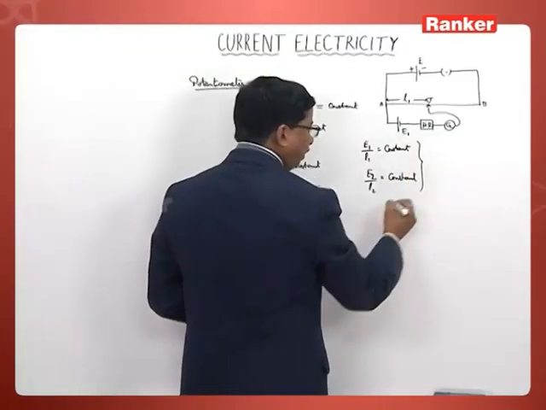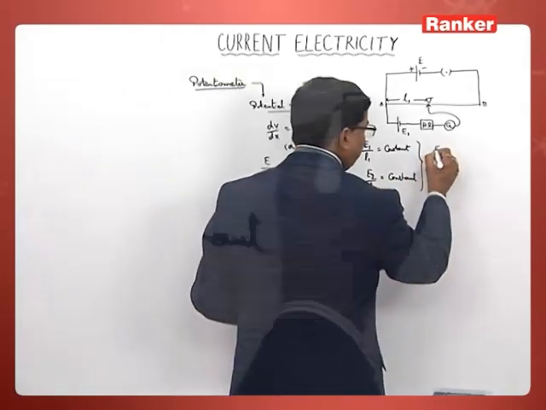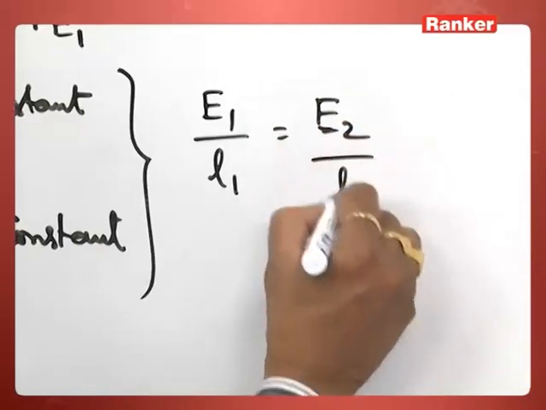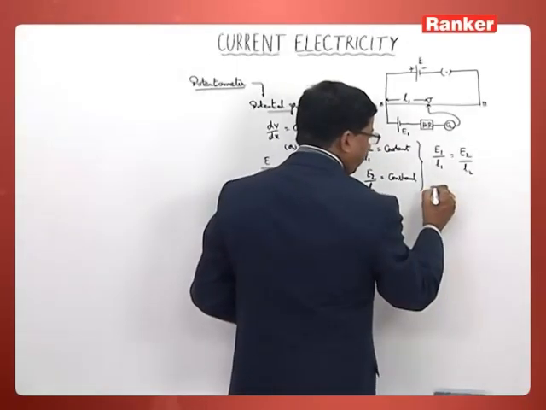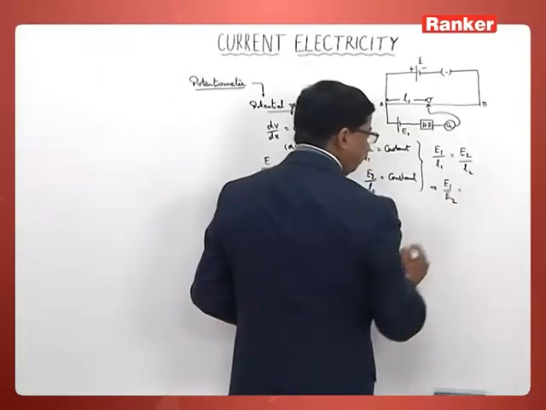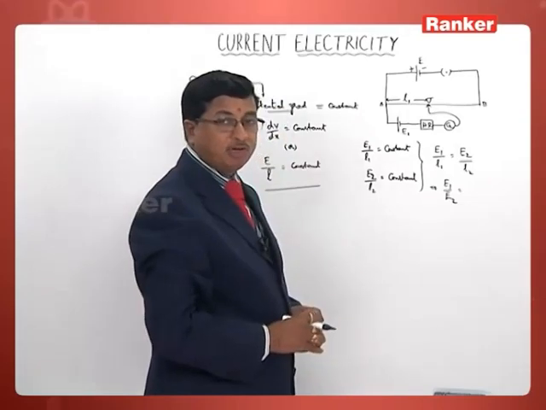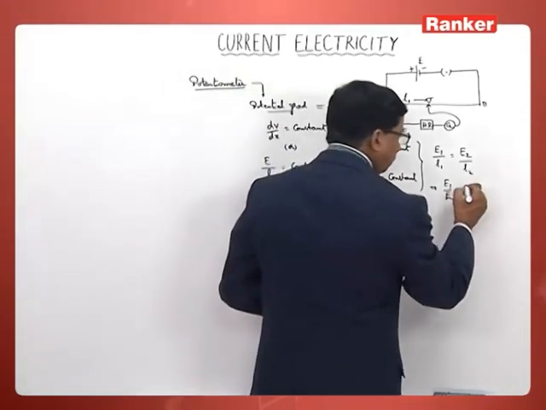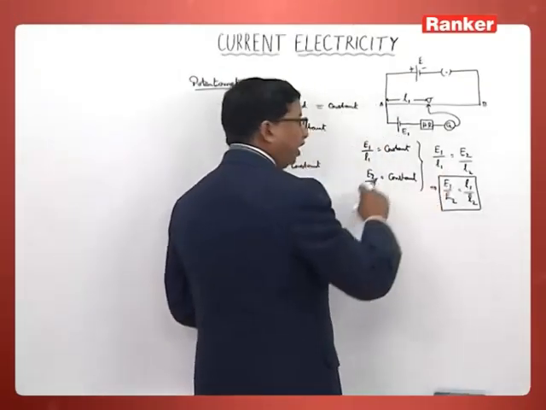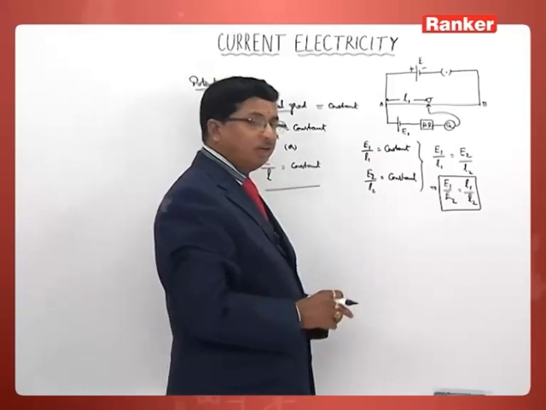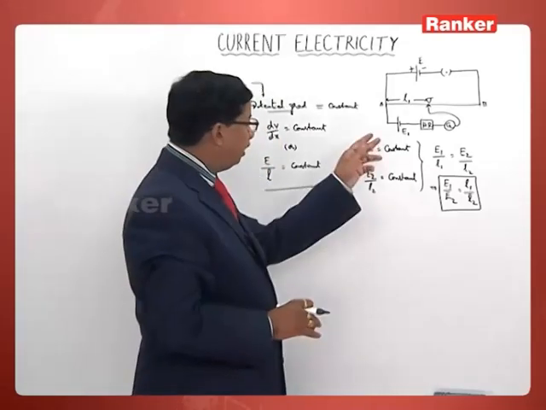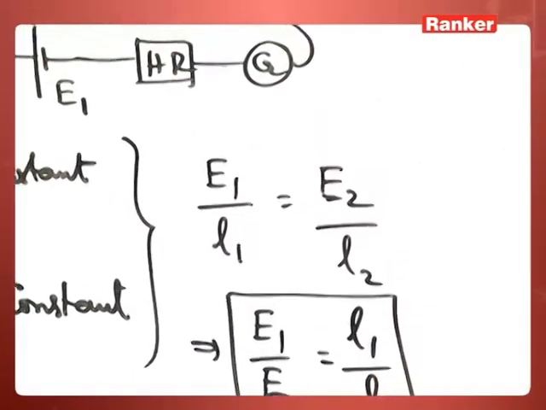So what exactly is the equation we can produce? E1 by L1 must be equal to E2 by L2. Then what would be the way of comparing the EMFs now? E1 by E2, which is the ratio of EMFs of two different cells, is equal to L1 by L2. We can directly write: L1 is the balancing length when the first cell is connected in the secondary circuit, and L2 is the balancing length when the second cell is connected in the secondary circuit.